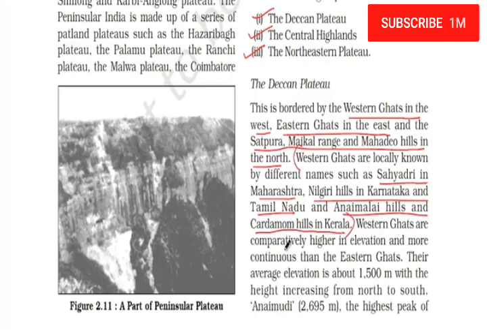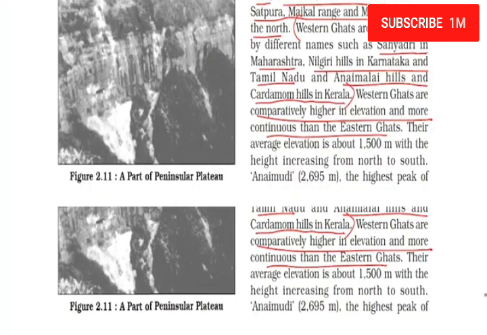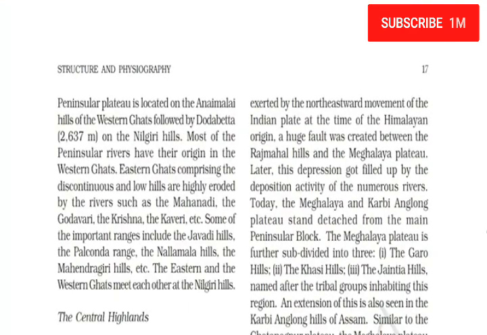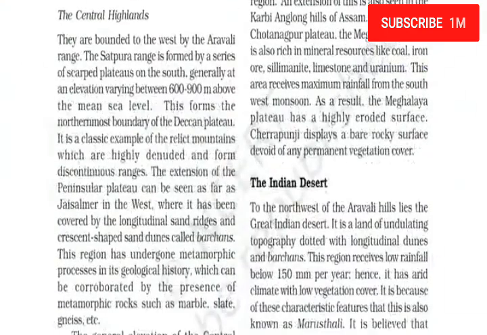Western Ghats are comparatively higher in elevation than the Eastern Ghats. Again, a very important fact that you need to remember. Anaimudi, Annamalai, all these names are very, very important, and Western Ghats and Eastern Ghats usually meet at Nilgiri hills. Eastern Ghats, comprising discontinuous and low hills, are highly eroded by rivers like Mahanadi, Godavari, Krishna, Kaveri. We have already seen this. That's why I am just going quickly.